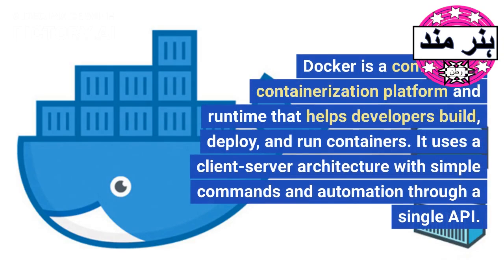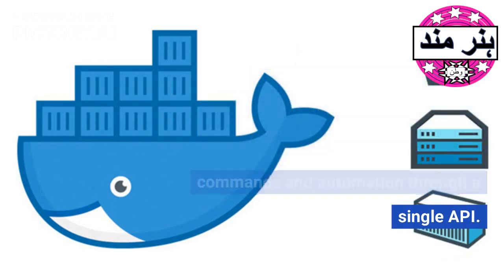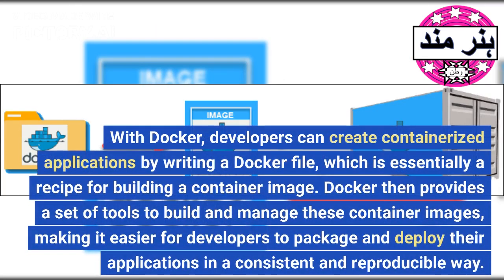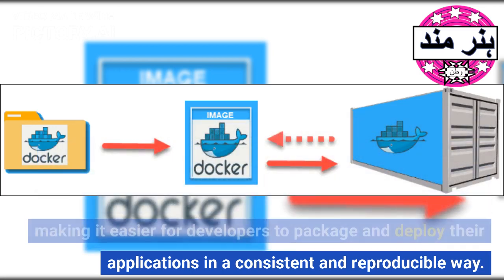Docker is a commercial containerization platform and runtime that helps developers build, deploy, and run containers. It uses a client-server architecture with simple commands and automation through a single API. With Docker, developers can create containerized applications by writing a Dockerfile, which is essentially a recipe for building a container image. Docker then provides a set of tools to build and manage these container images, making it easier for developers to package and deploy their applications in a consistent and reproducible way.